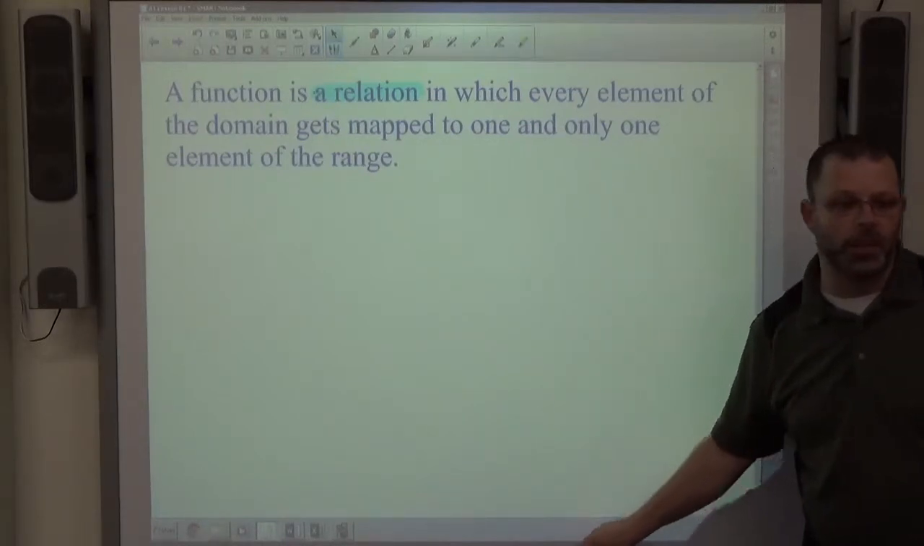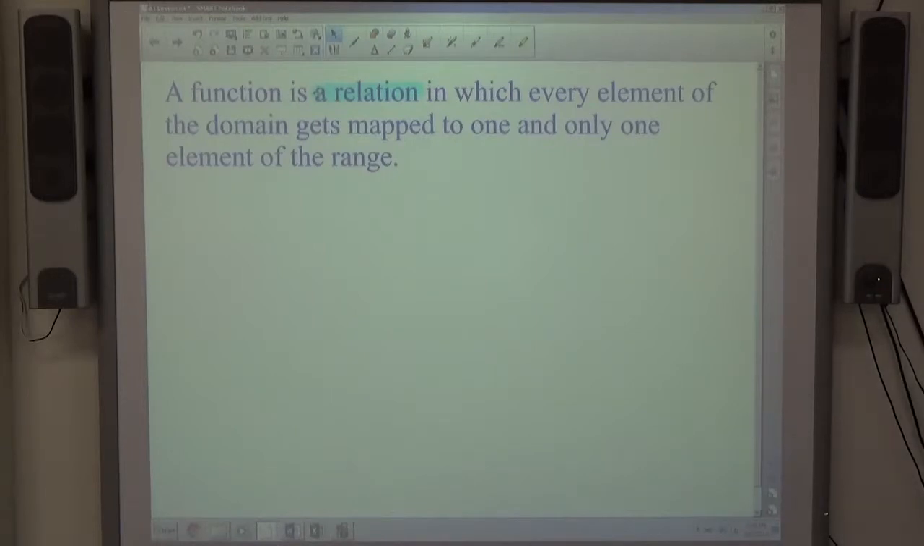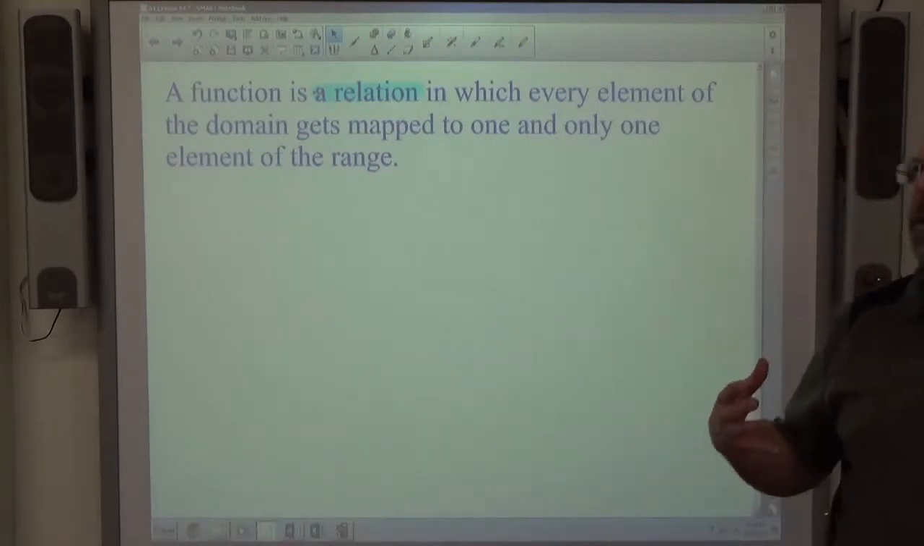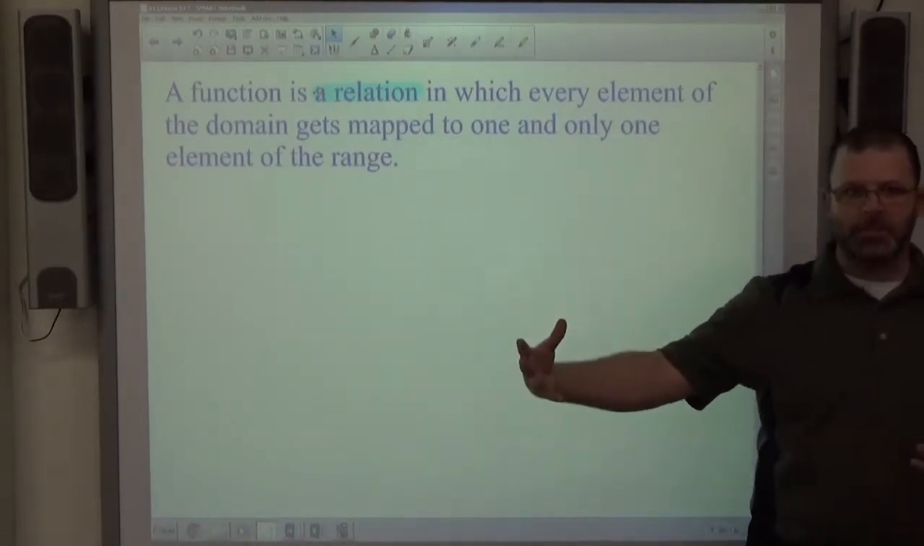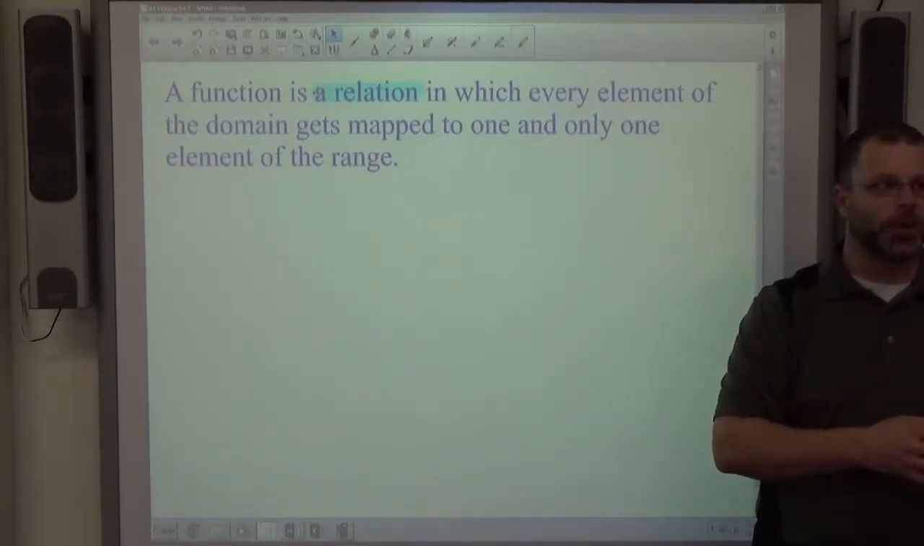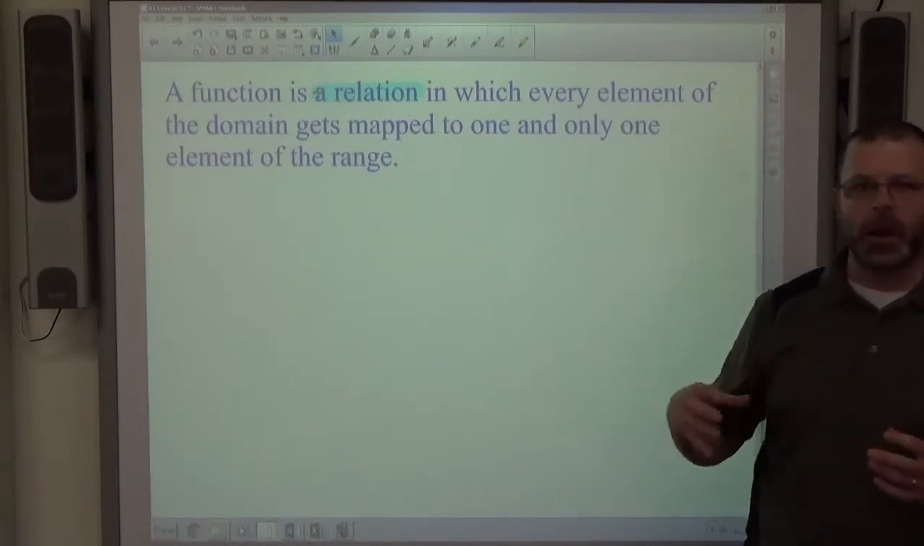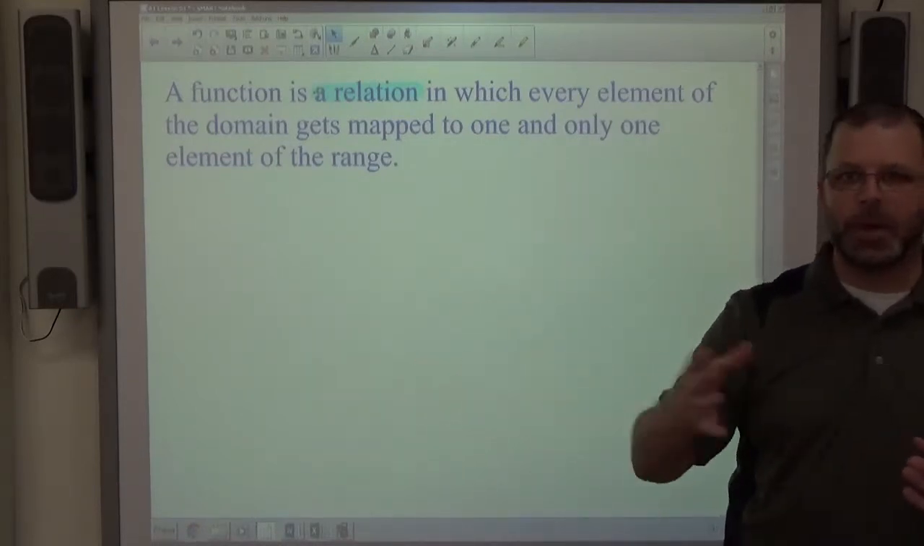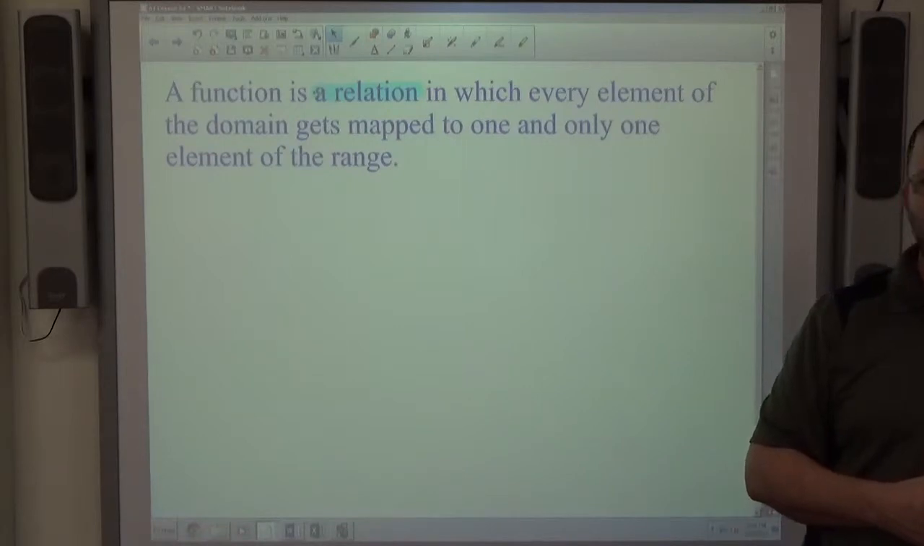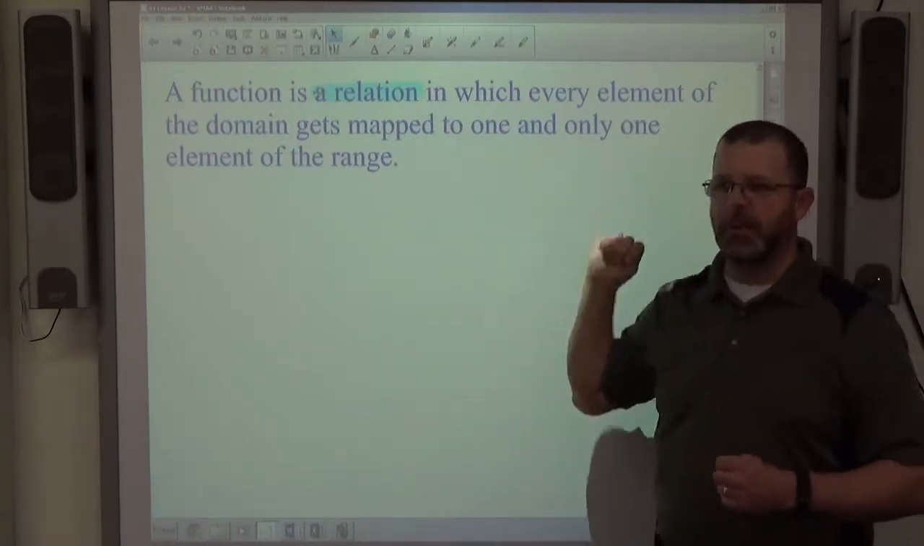Does anybody know what a relation is? Anybody? Have something in common. What? Something that's together. Something that's together, not so much. In common. Okay. A relation is a way of saying how x values get paired up with y values. That's what a relation is. In order for something to be a relation, every x value has to be paired with a y value. If it isn't, then it's not a relation. If it's not a relation, it can't be a function.